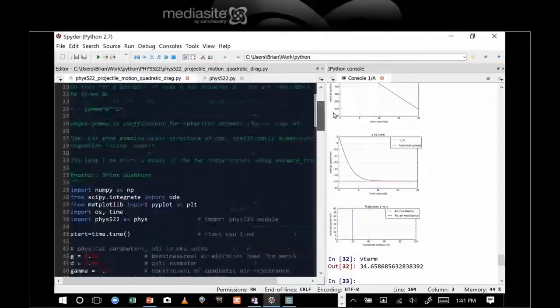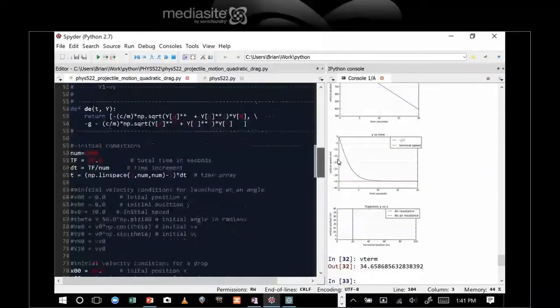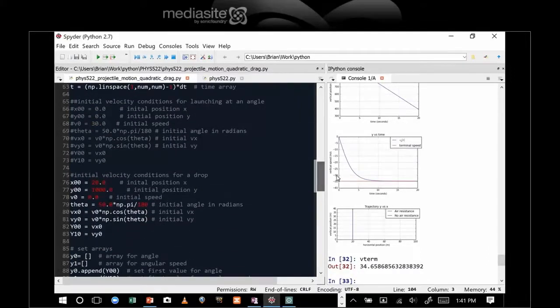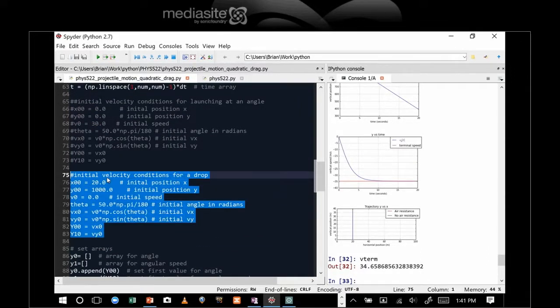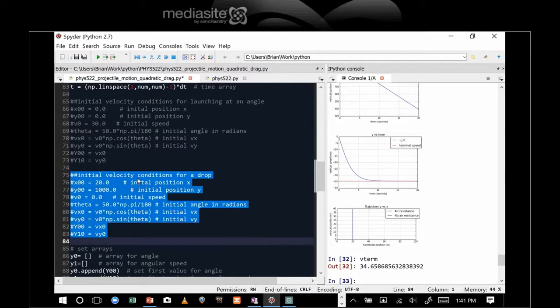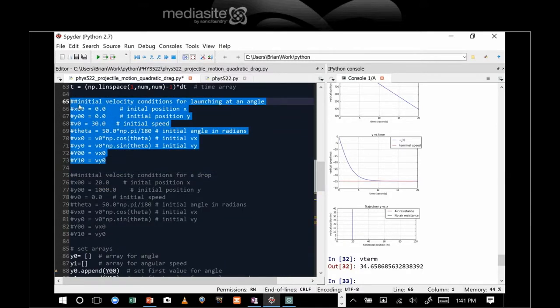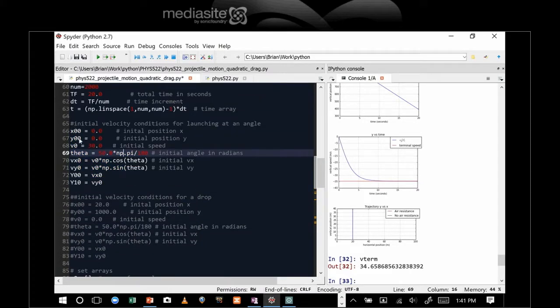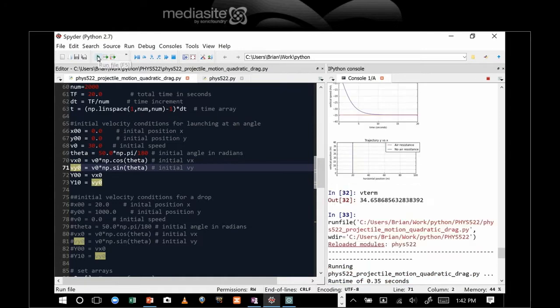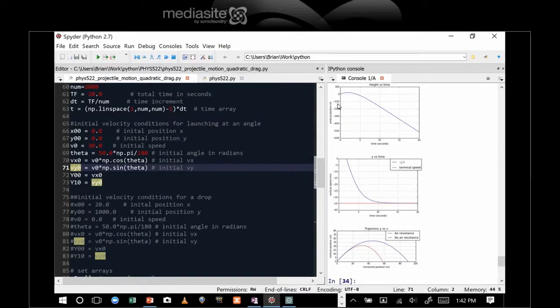Now, just to end, let's take a look at the solution for not dropping it, but for some actual projectile motion. So I'm going to comment this, and I'm going to uncomment all this stuff here. And so what am I doing? I start at the origin, 0, 0. I have an initial speed of 30 meters per second. I'm going to launch it at 50 degrees with respect to the horizontal. These are my initial components. So I'm just going to solve that again. All right, and let's take a look at what we have here.